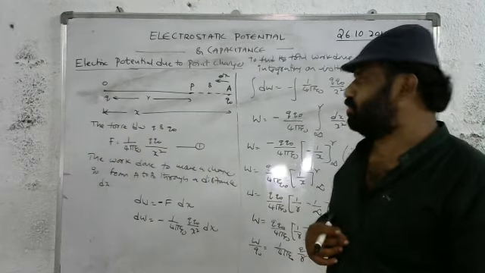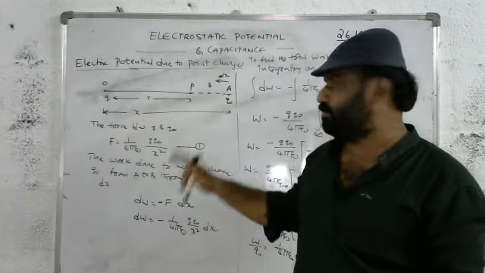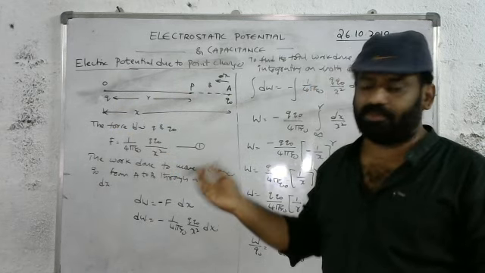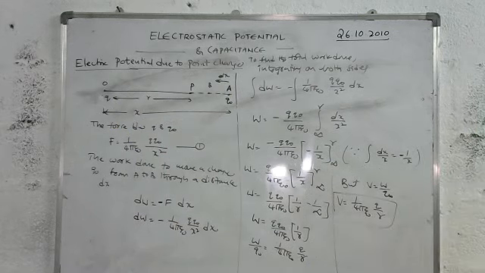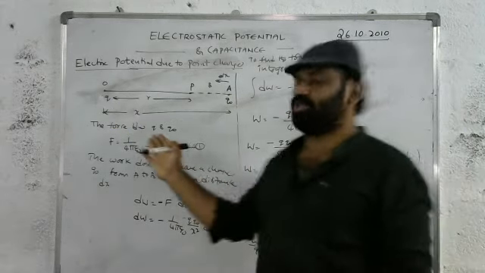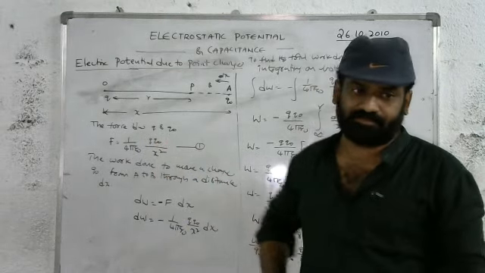We know that according to Coulomb's inverse square law, we have two charges here, Q and Q naught. The force between them, we know the formula: 1 by 4 pi epsilon naught Q1 Q2 by R square. But here it is two charges Q and Q naught, so we can write, instead of Q1 Q2, Q Q naught by x square. Let it be the first equation.